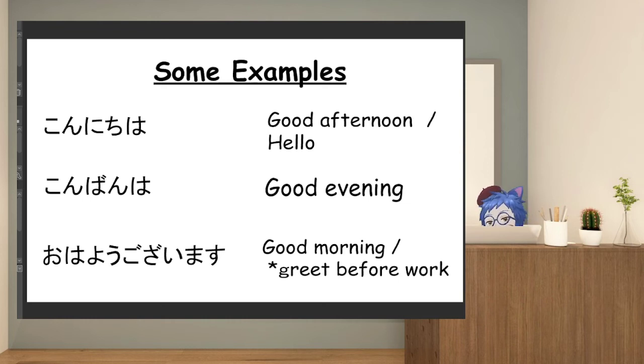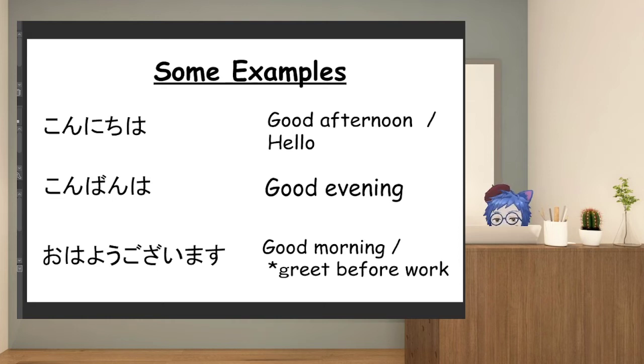To summarize, ha and wa: it's just the old Japanese way of pronouncing it for the ha, and it's written as wa. So basically, it's very simple. In this case we always use konnichiwa and konbanwa. For example, konnichiwa means good afternoon or hello. Konbanwa simply means good evening.